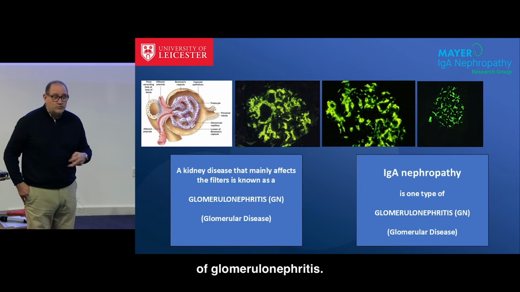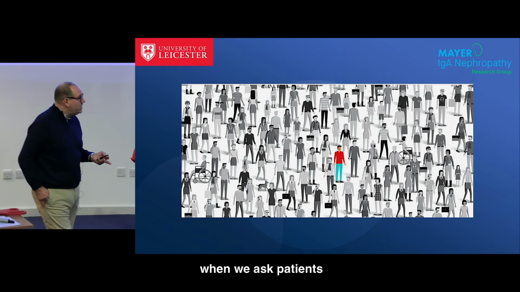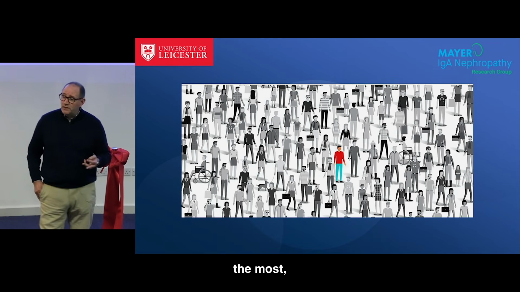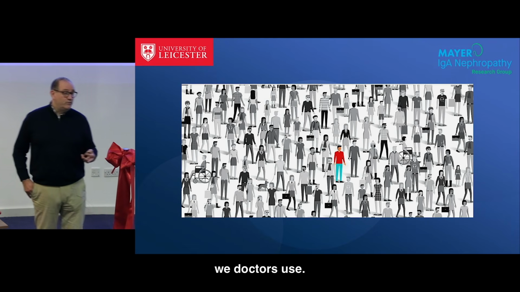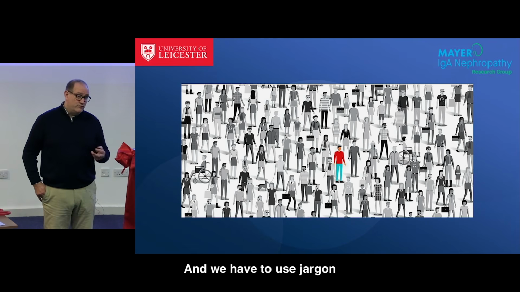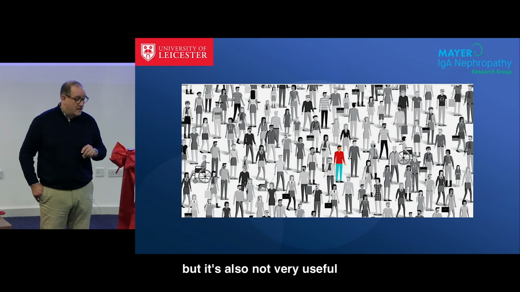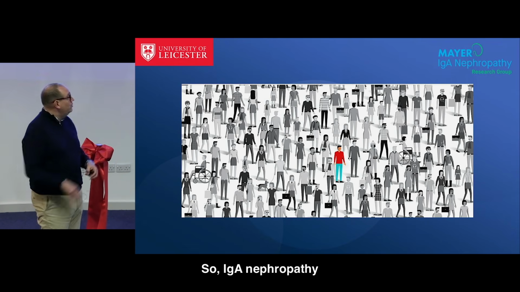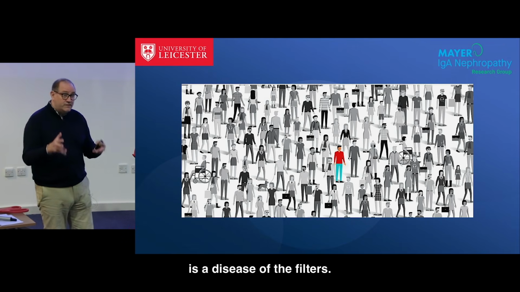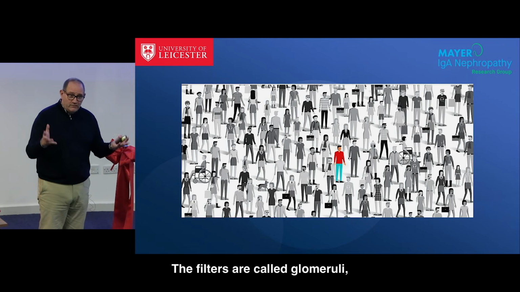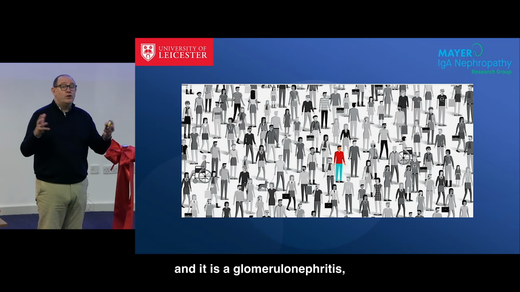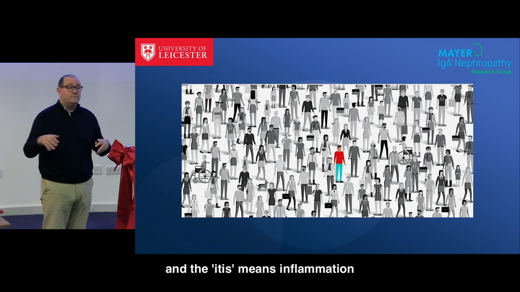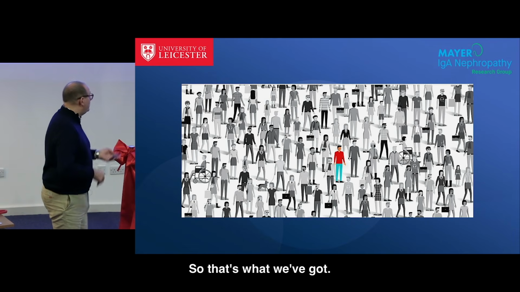And one of the things when we ask patients what frustrates them the most is the amount of jargon we doctors use. And we often use jargon because it makes us look very clever, but it's also not very useful if you have no idea what we're talking about. So IgA nephropathy is a disease of the filters. The filters are called glomeruli, and it is a glomerulonephritis, and the itis means inflammation. So that's what we've got.